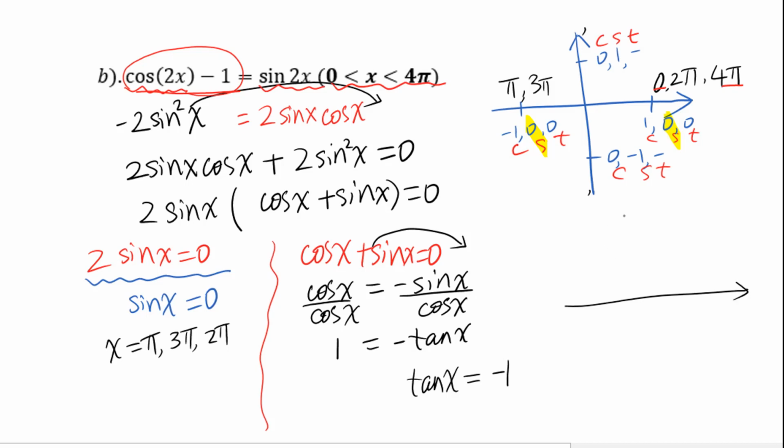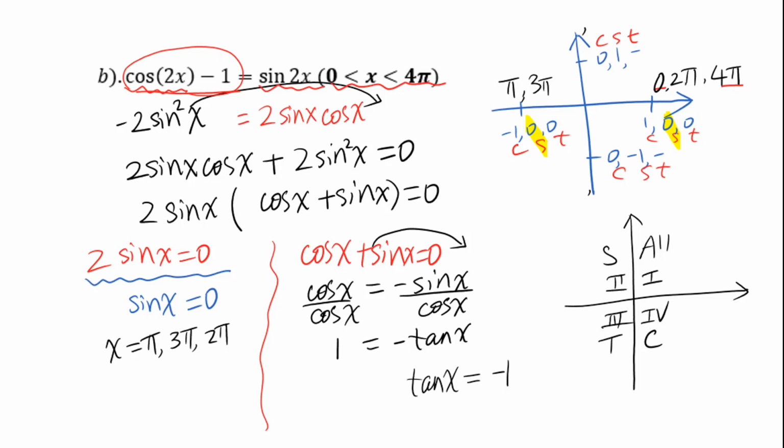Let's draw another diagram. 1, 2, 3, 4. All students take calculus. So we know tangent x equals negative 1 goes to the second and fourth quadrants. Let's label this domain on this diagram: 0, pi, 2 pi, 3 pi, 4 pi.